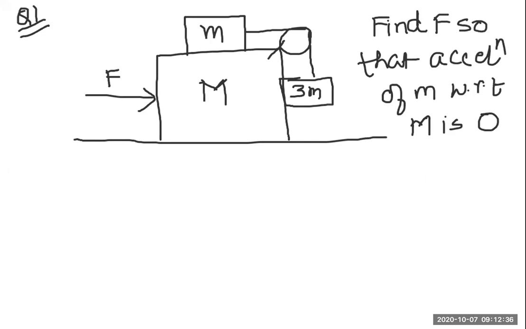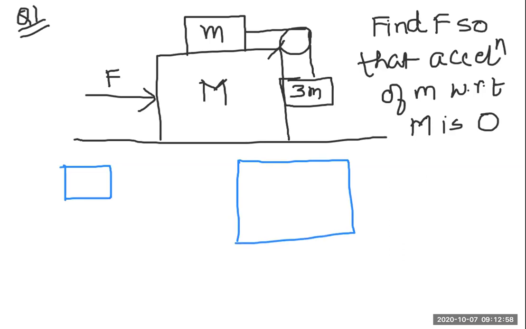So how have I told you to do these questions? First thing is to draw the FBD. So we make small m, we make capital M, we make 3M.